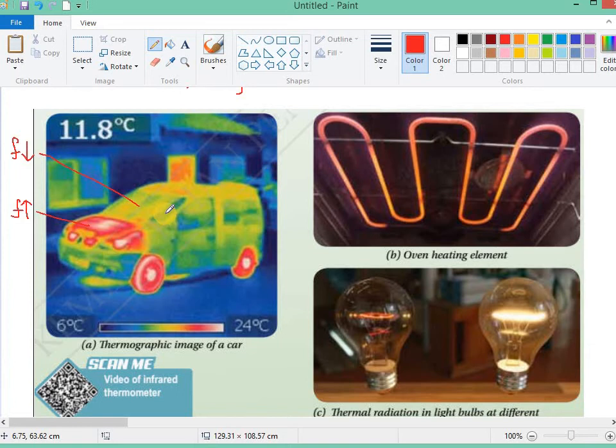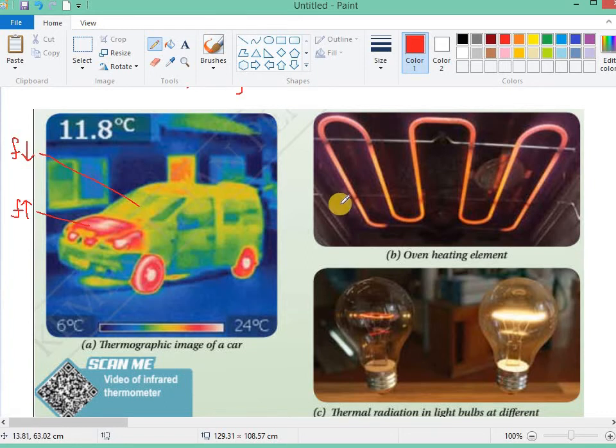So this is the same as what we use for the thermometer, right? The infrared thermometer, that we use when we go to shops and scan our forehead to see the temperature of our body. The infrared thermometer works by detecting the electromagnetic wave that is emitted by our body. From the frequency of the electromagnetic wave, the thermometer can know what temperature your body is.